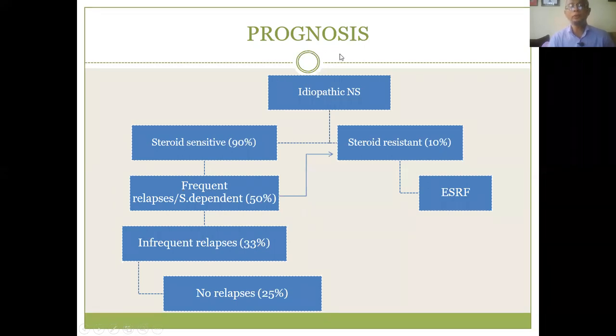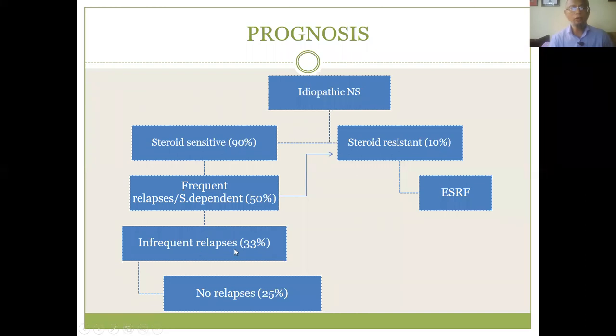Now comes the question, what about the prognosis? In case of minimal change lesion, these patients are mostly sensitive and mostly come back to the normal position. So in case of idiopathic nephrotic syndrome, steroid sensitivity is 90%, but steroid resistance is in 10% of cases. So this patient actually reverts back to normal. Frequent relapse or steroid dependence can occur in 50% of cases, and they may ultimately progress to end stage renal failure.